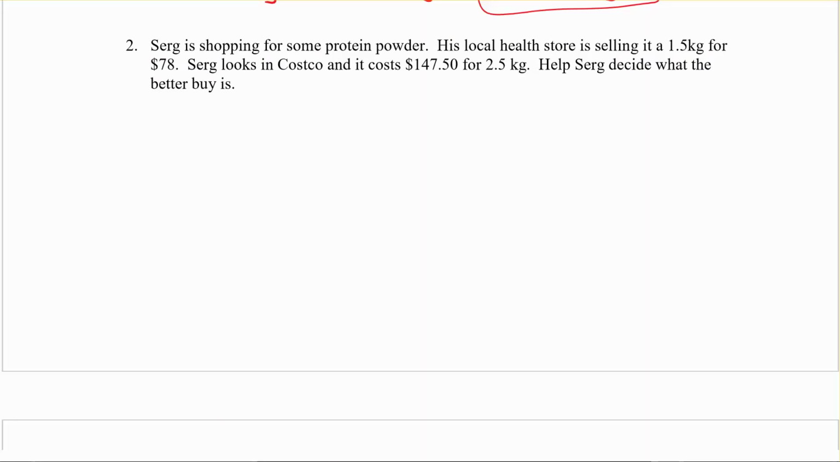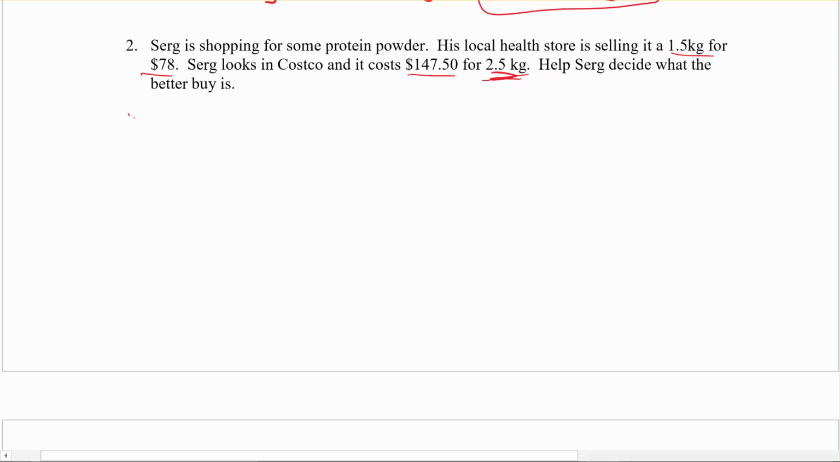So this one says Surge is shopping for some protein powder. His local health store is selling it at 1.5 kilograms for $78. Surge looks at Costco and it costs $147.50 for 2.5 kilograms. We just have to compare those two. We usually want to figure out dollars per mass, so kilograms. So let's just do that.